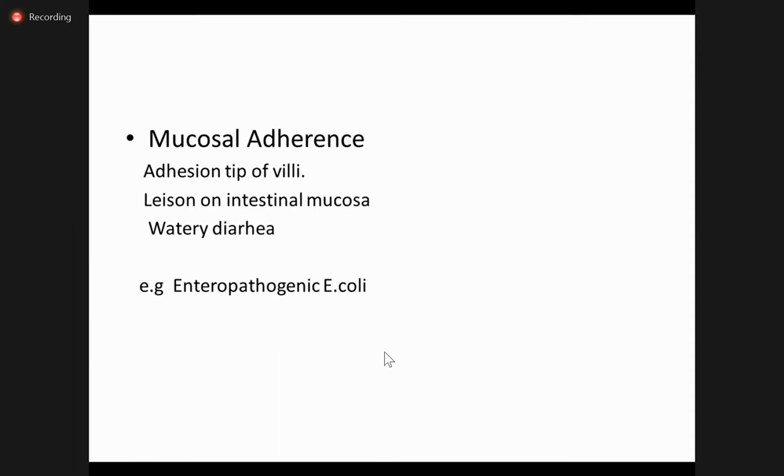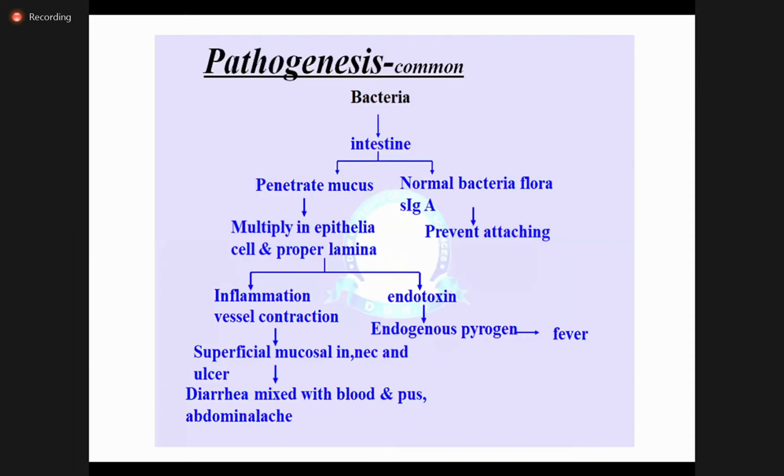So we were here in this picture. I have just discussed how the bacteria enter the intestine and penetrate the mucous membrane. Then they multiply in the epithelial cells. After the multiplication, they start releasing their toxins and causing inflammation.